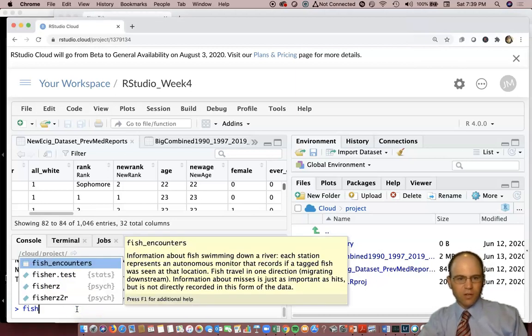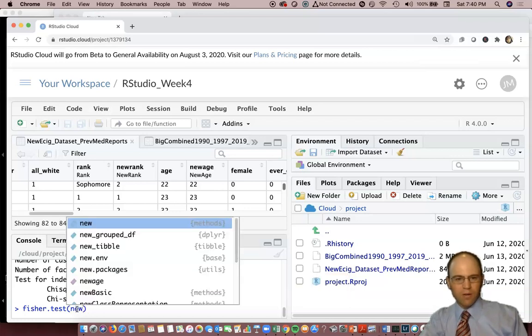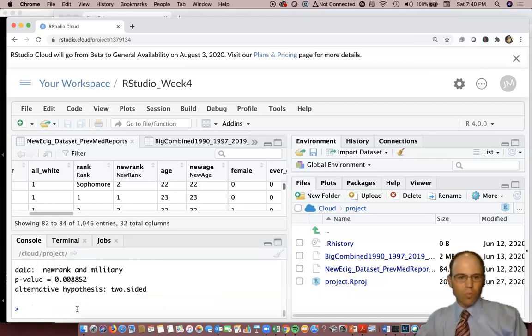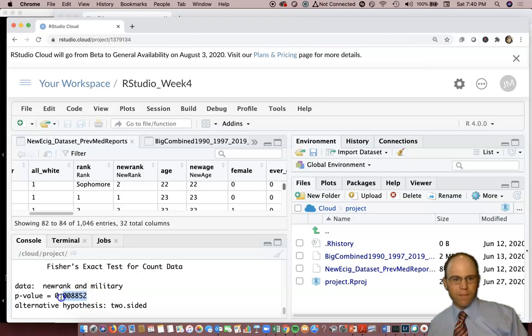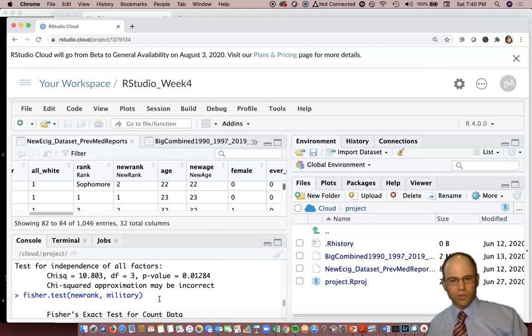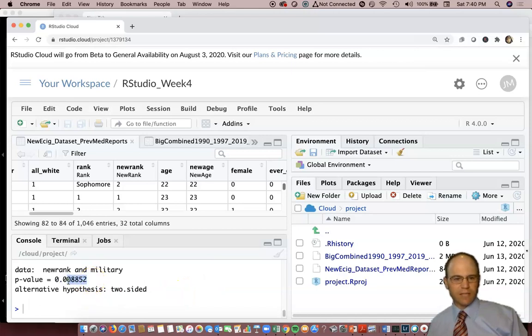So I'll just do Fisher.test. And then what do we want to compare? If we want to compare new rank, comma, military, it will run it, and it does. And we got a p-value there of 0.008, which means that there's a difference in the frequency of having current or previous military service by college rank, in terms of freshman versus sophomore versus junior versus senior. Here was the chi-square p-value. Here's the Fisher exact test p-value.